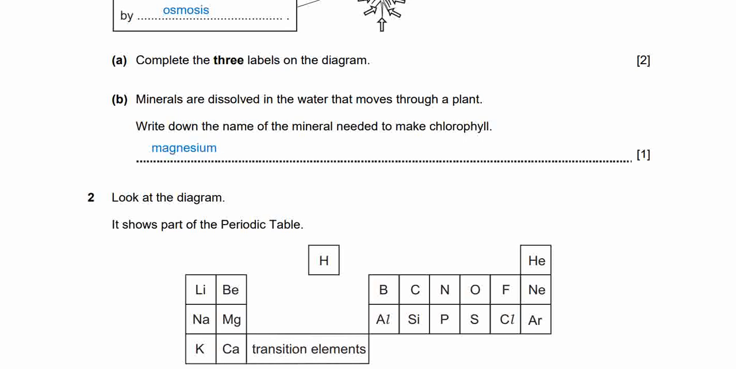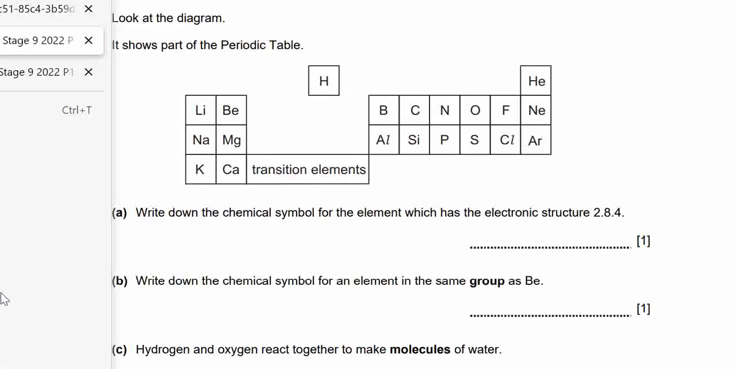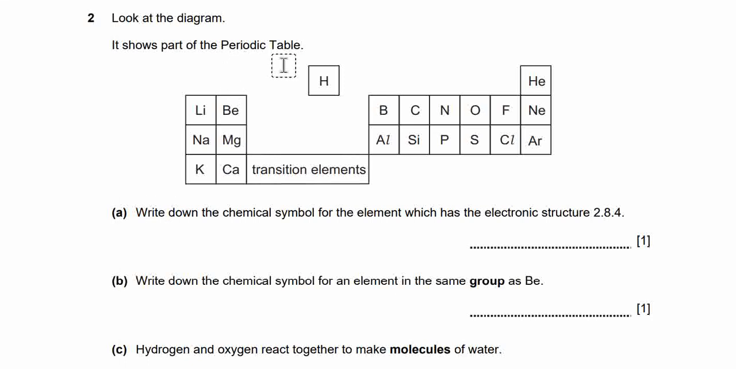Next we move to question 2. Look at the diagrams. It shows part of the periodic table. Write down the chemical symbol for the element which has the electronic structure of 2, 8 and 4. What is that? The 2 is this one, then 8 is 1, 2, 3, 4, 5, 6, 7, 8, and the 4 will be 1, 2, 3, 4. It will be silicon in here.